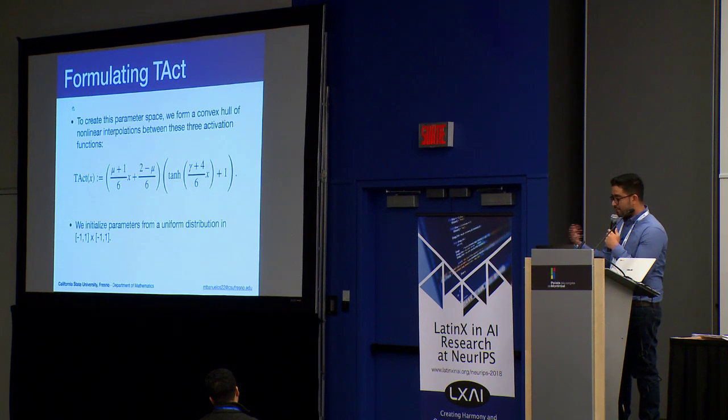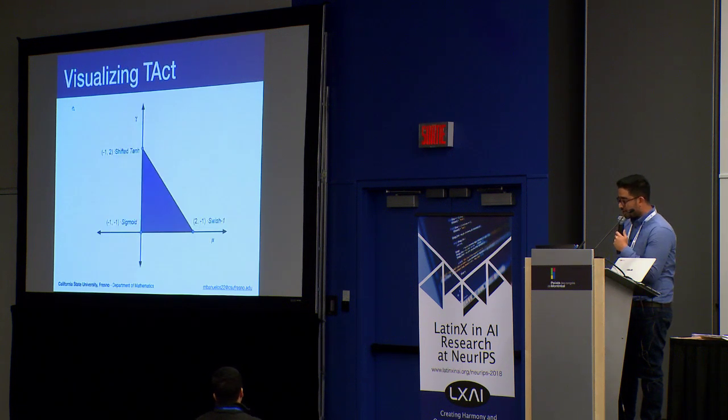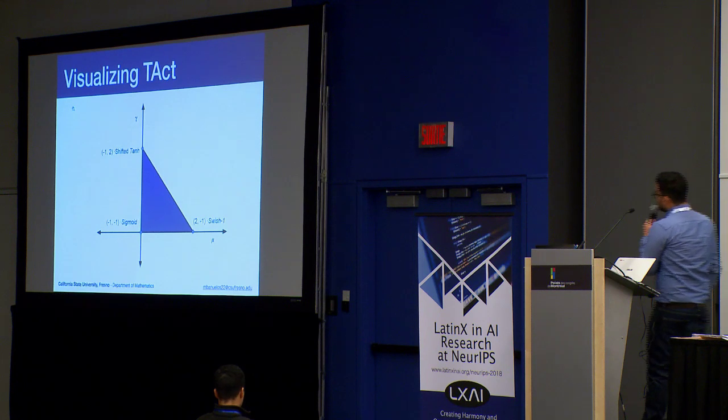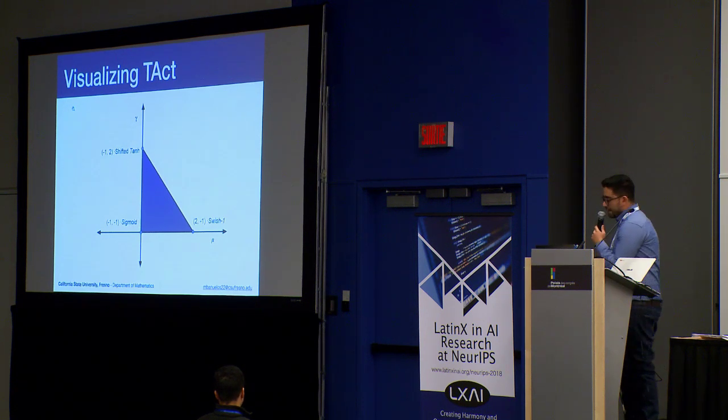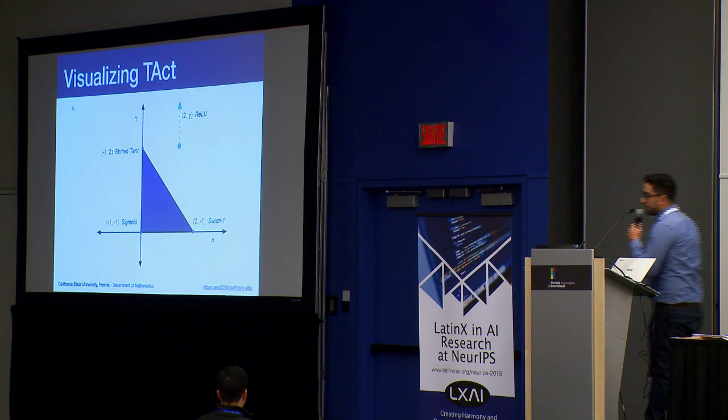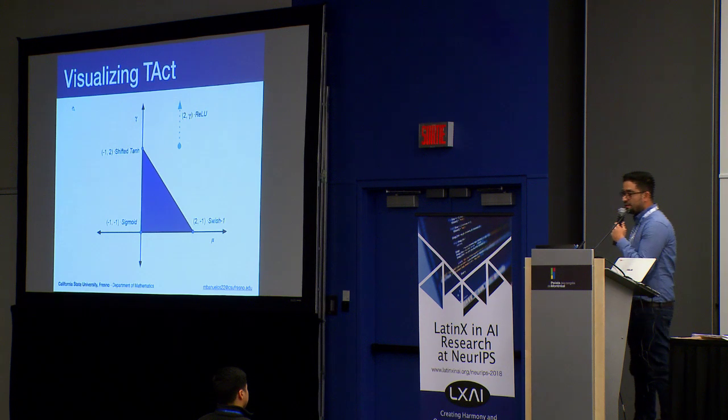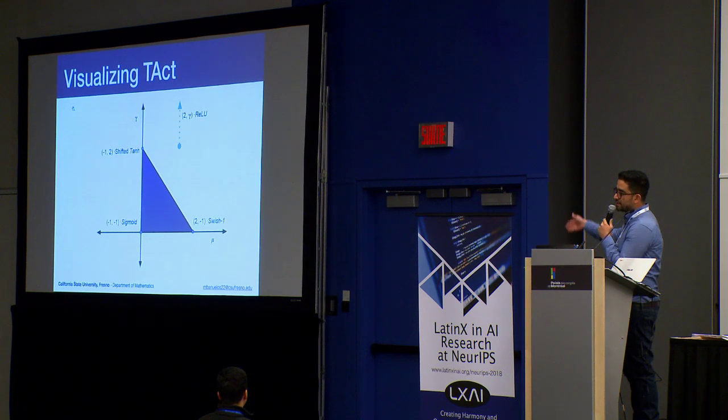I'm a very visual person, so I also want to show you what this looks like. You have these two parameters, mu and gamma, and on the bottom right is Swish with parameter 1, which is just X times sigmoid. You have the sigmoid function, you have a shifted Tanh, and then everybody's favorite, or most people I talk to's favorite, ReLU, which lives on this 2 comma gamma line.